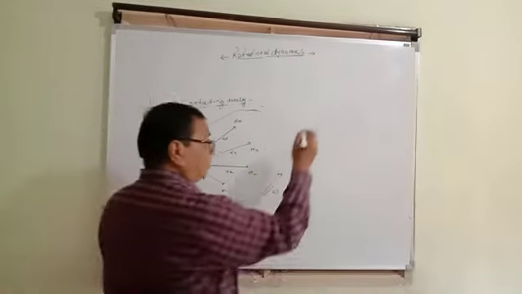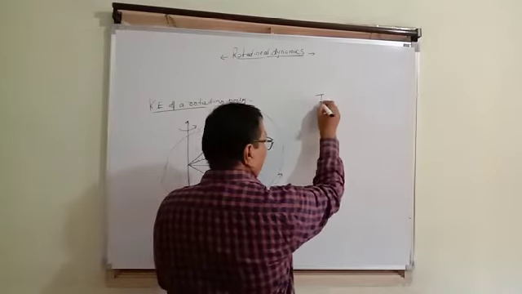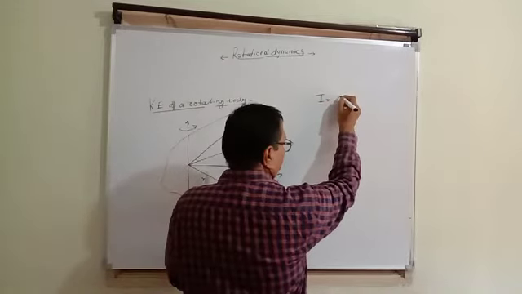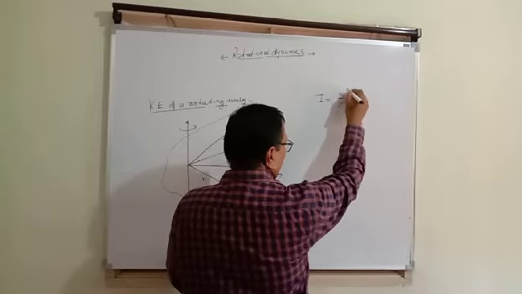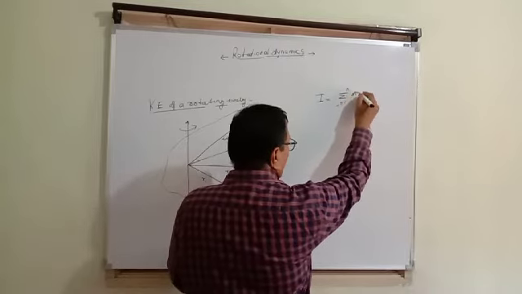See, try to understand. Moment of inertia I is equal to summation i goes from 1 to n of mi ri square.